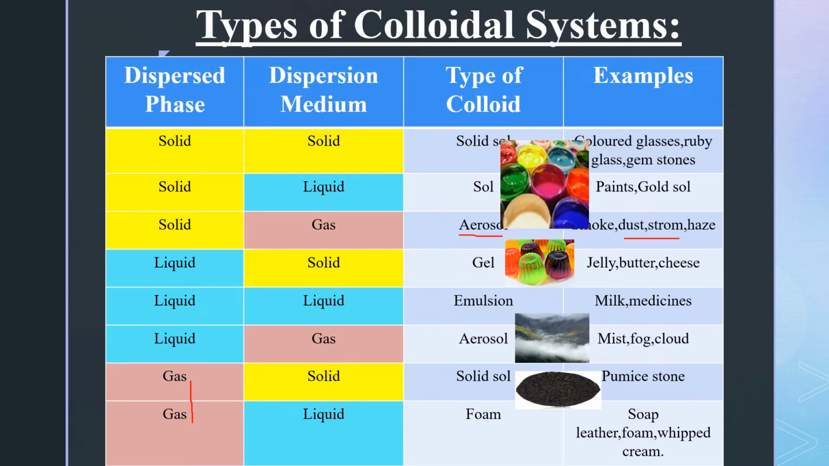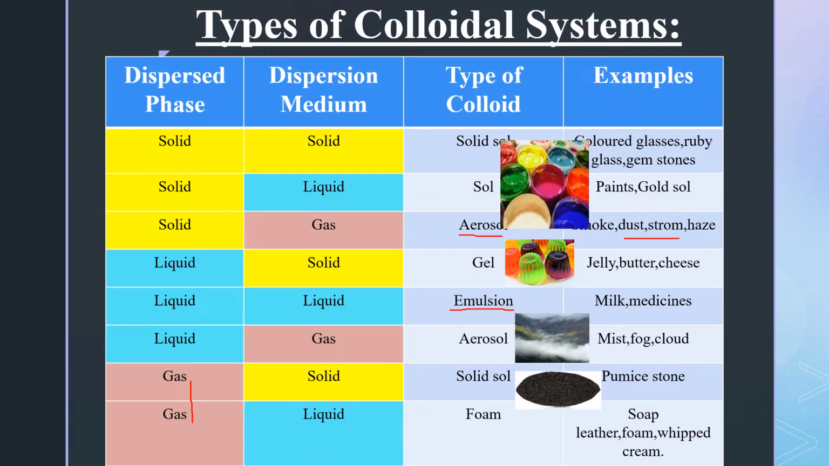Next, when dispersed phase is liquid and dispersion medium is solid, then the type of colloid is known as gel, like jelly, butter, cheese. When both dispersed phase and dispersion medium are liquid, then the type of colloid is known as emulsion, like milk and medicines. Both dispersed phase and dispersion medium are liquid in this case.